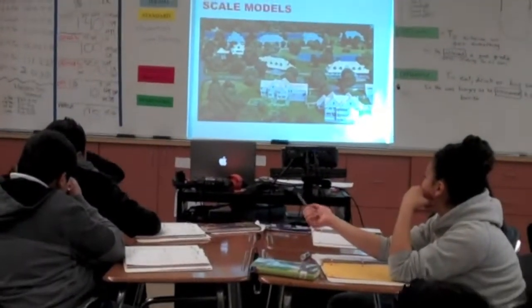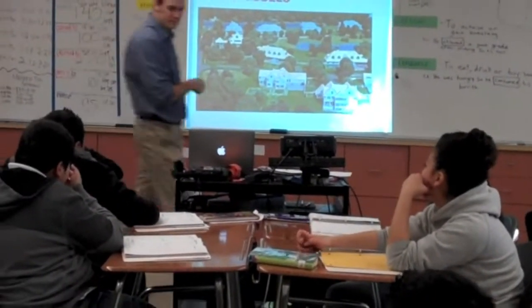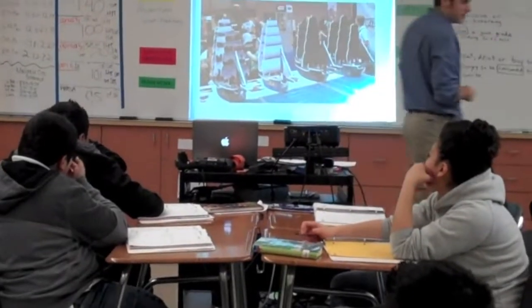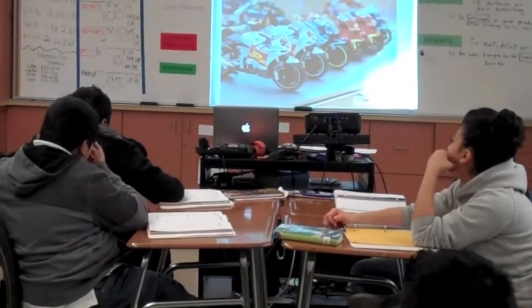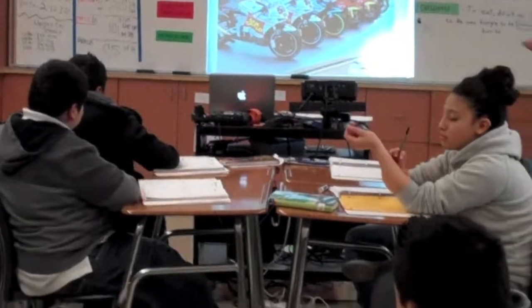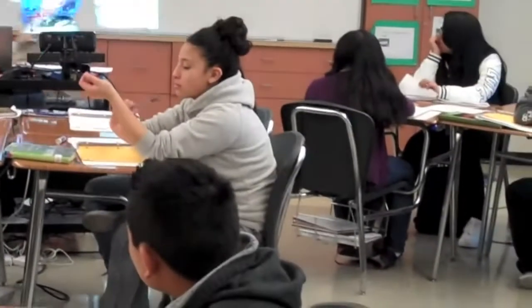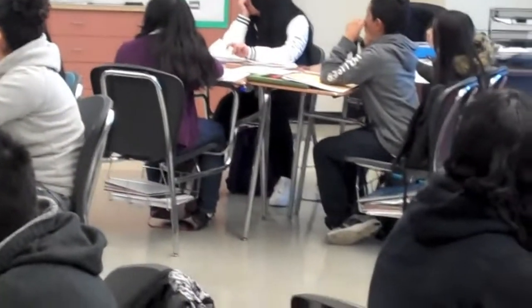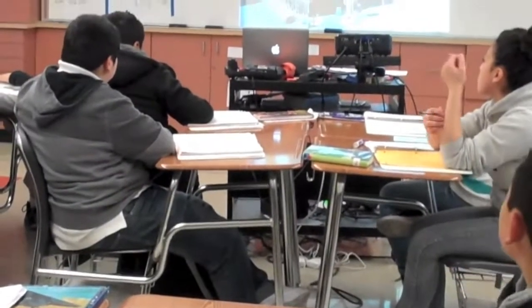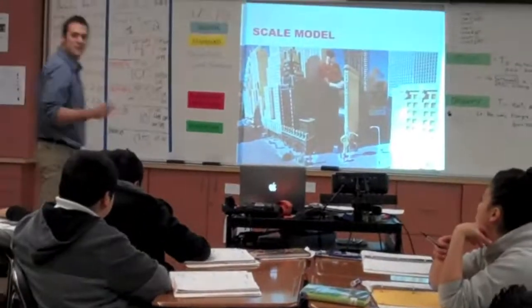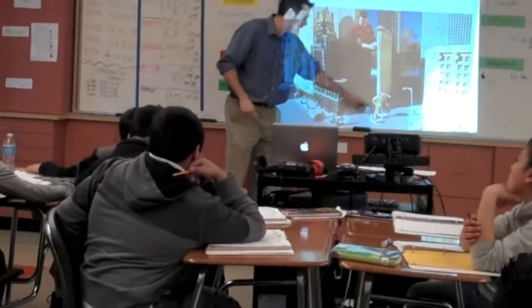Here's an example of a scale model. This is a little town. What are these? Boats. What are these? Cars. Classic cars. Does anyone know what city this is? New York. This is New York City. This is a scale model of this actually famous area in New York City.